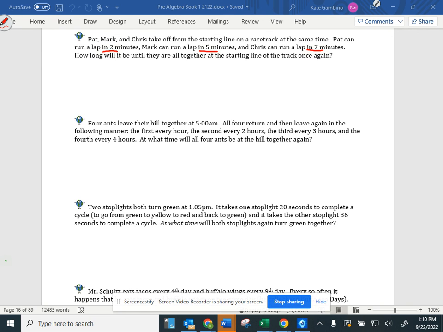Eyes up here. If we put our pencils down, we're putting our eyes up on the teacher. Because this is important. Read the entire problem instead of saying, oh, I know, it's just least common multiple, least common multiple, least common multiple.